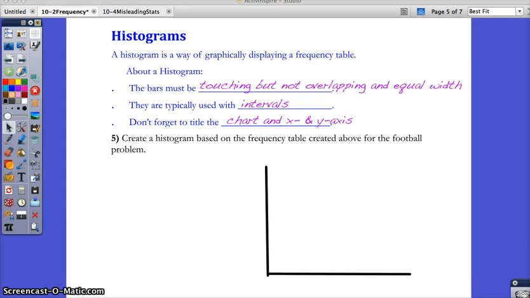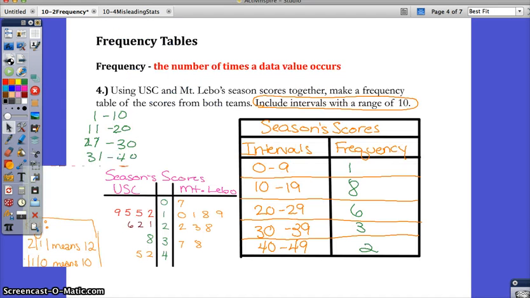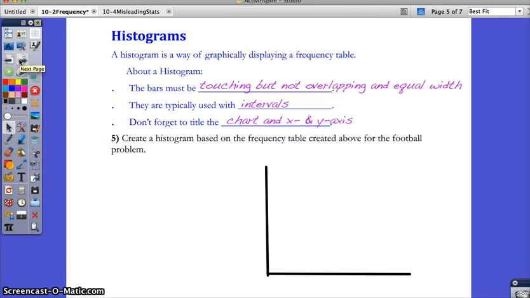So now that we've completed our frequency table, we looked at the data, broke it up into intervals. We can take those intervals and make a new type of chart, which is a histogram. A histogram looks very similar to a bar graph, but there are a couple of things that make it a little different. In a histogram, it's typically used with intervals, and the intervals are what make it different because a bar graph is usually used with categories.